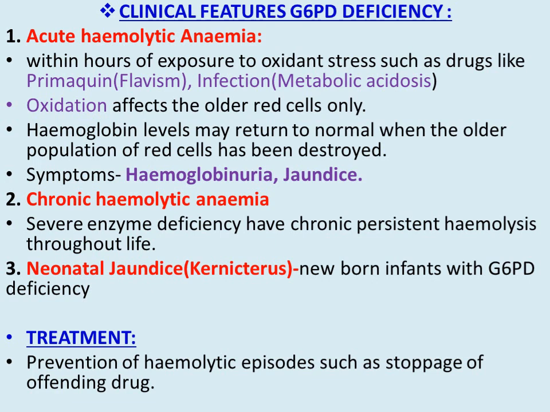Here overall we can see the clinical features of G6PD deficiency: acute hemolytic anemia, chronic hemolytic anemia, and neonatal jaundice, kernicterus, for newborn infants. Then for treatment of G6PD deficiency, prevention of hemolytic episodes, such as stoppage of offending drugs. The offending drugs, which are causing the hemolysis in G6PD deficiency, should be avoided. That is the major treatment.